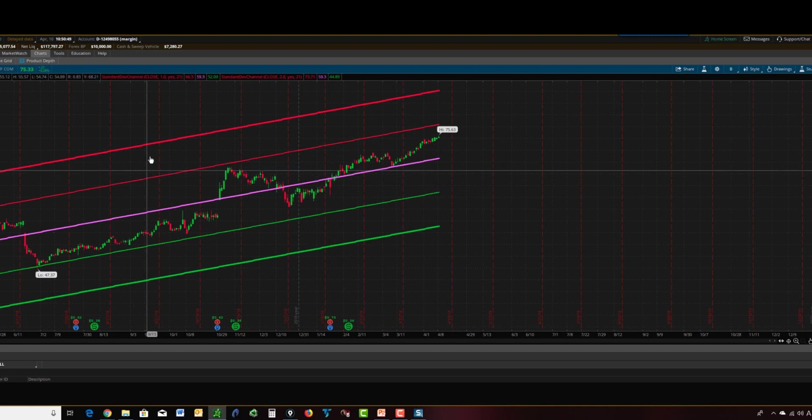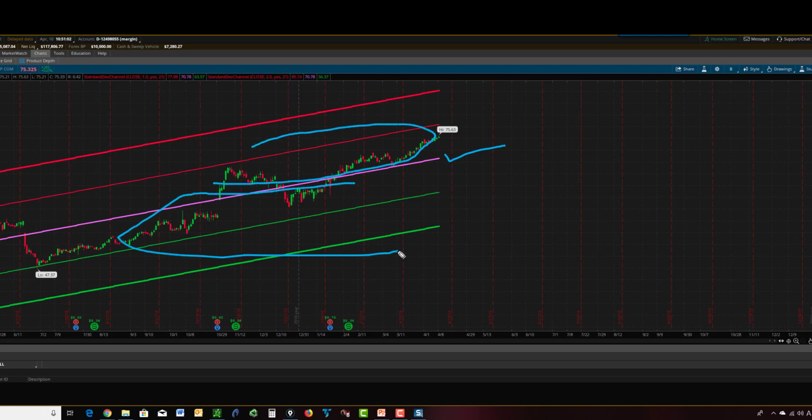So here we are. These are what we call regression lines. The middle one, the pink one, is really the fair market value. 50% of prices are above, the other 50% below. This is based on 1 year daily. All right, so what does that tell me? Over the last year, we see now the price is above the mean. So automatically that tells me it's overbought.